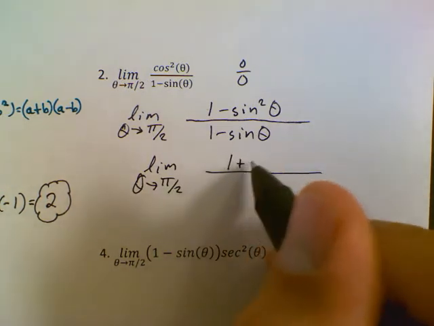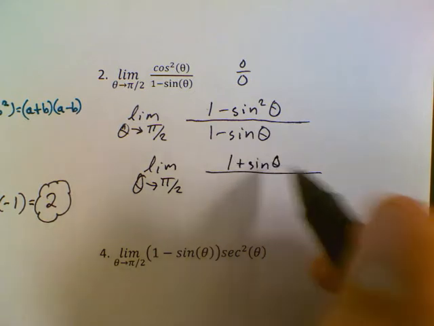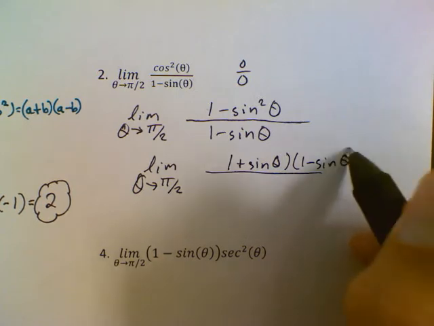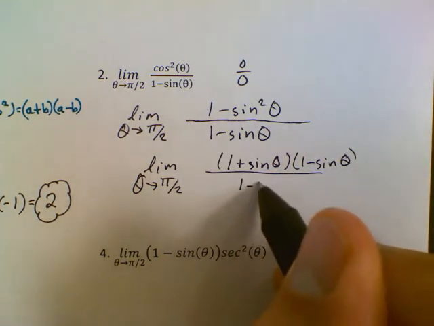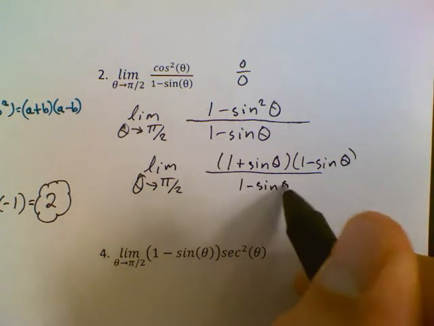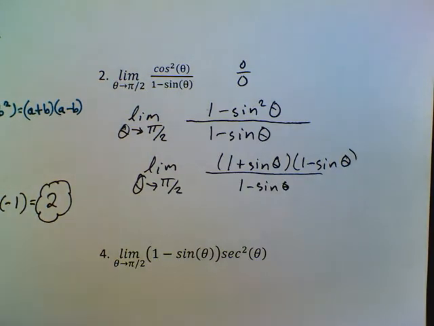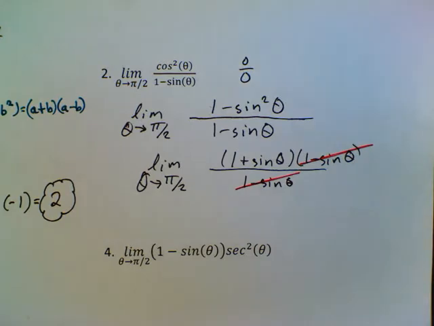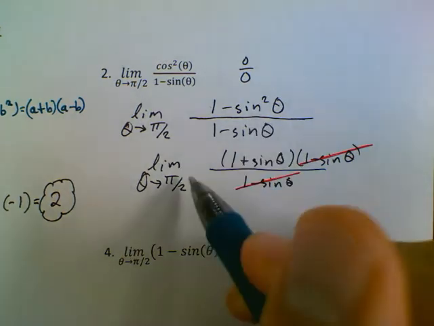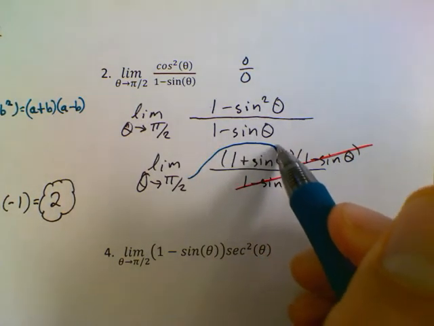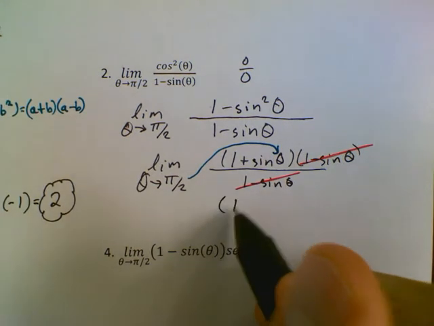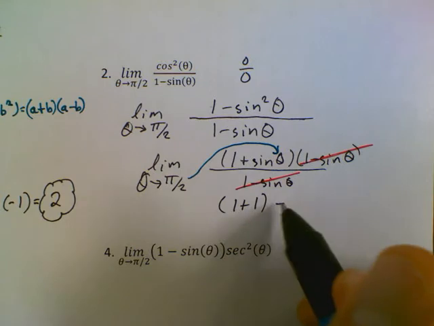We have 1 plus sine theta and 1 minus sine theta, and 1 minus sine theta on the denominator. So then we're going to cancel out this 1 minus sine theta, and then we'll put in this pi halves. Now sine at pi halves we know is 1, so this is basically just 1 plus 1, and our final answer will be 2.